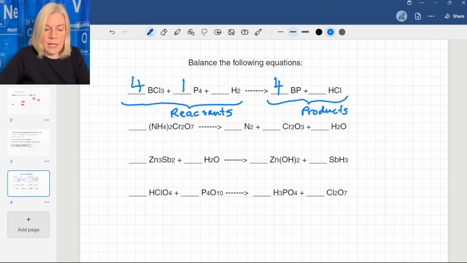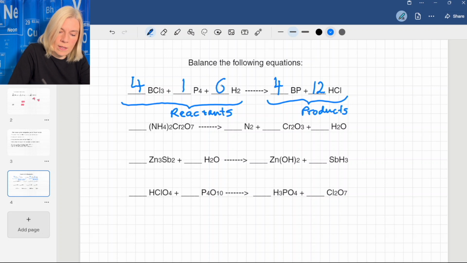Here we go. And now, when we have BCl3, let's grab onto chlorine. I have 3 chlorines per molecule, 4 molecules, 12 chlorines. Let's go all the way to my products. I'm going to have 12 chlorines. And now I just have to do hydrogens. I need 12 hydrogens. My hydrogen in the reactants is diatomic, so I need to have 6 right here. And you can double check, and my reaction is balanced.